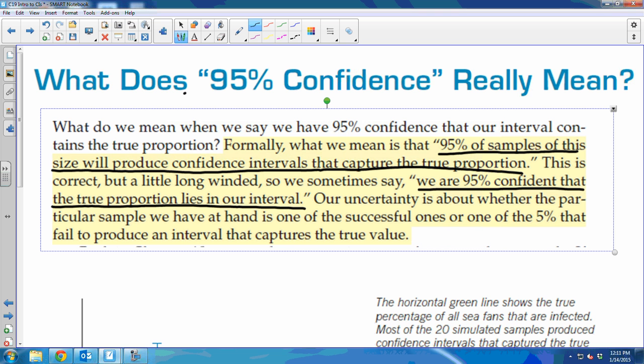Our uncertainty is about whether the particular sample we have at hand is one of the successful ones or one of the 5% that fail to produce an interval that captures the true value, right? If we're 95% confident we've trapped P, well, that means there's 5% of samples that didn't trap P. All right, that's why we're not 100% confident. So here is a good illustration.